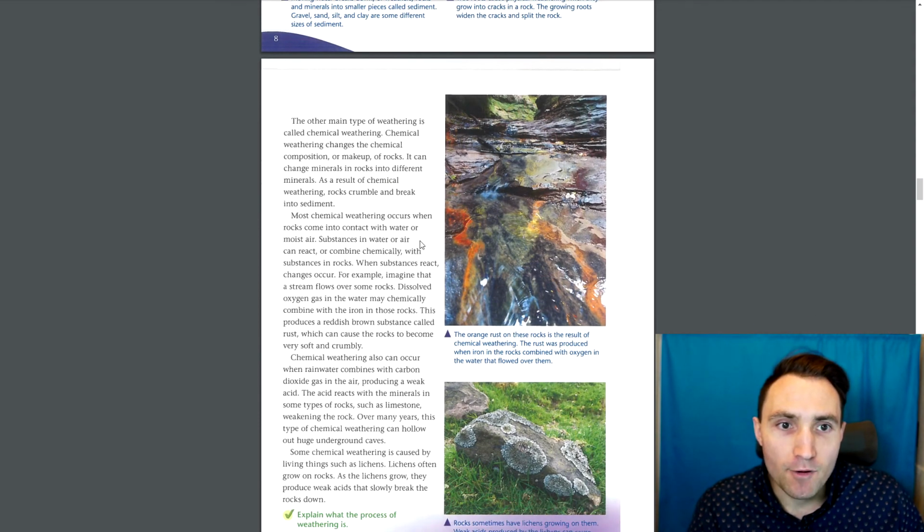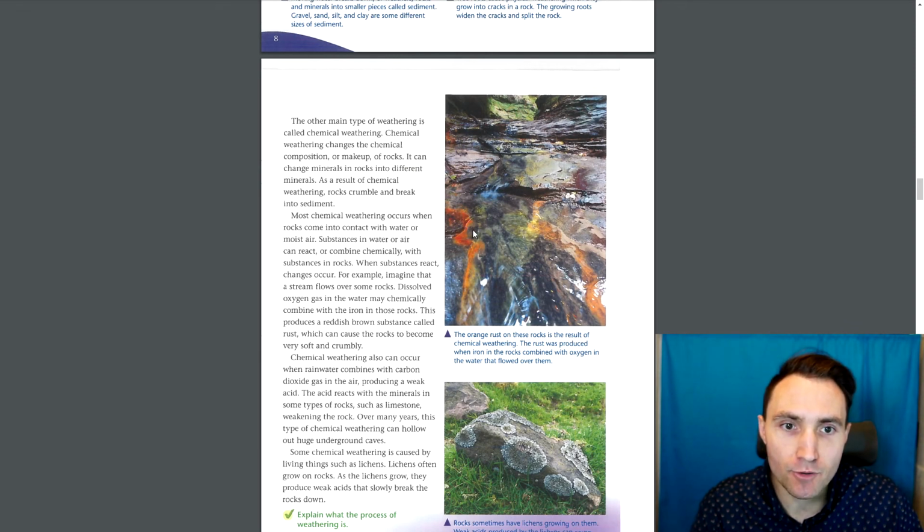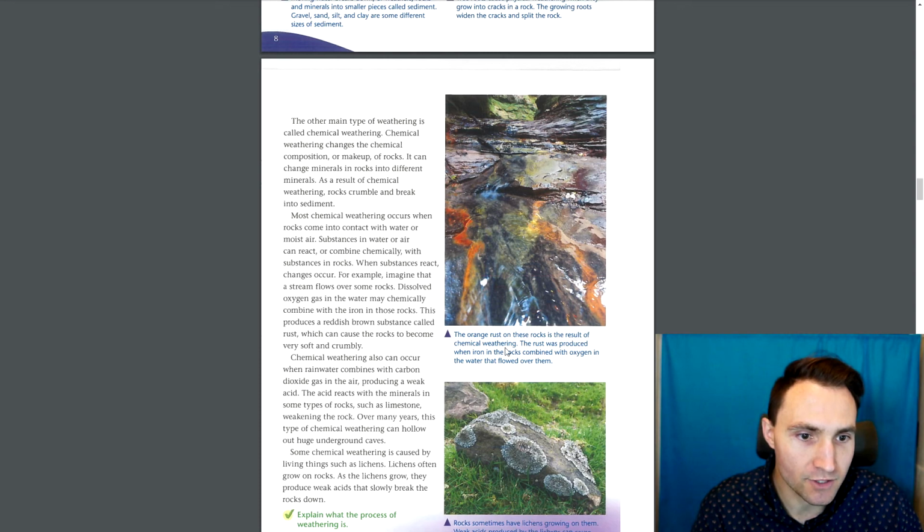The other main type of weathering is called chemical weathering. Chemical weathering changes the chemical composition or makeup of rocks. It can change minerals and rocks into different minerals. As a result of chemical weathering, rocks crumble and break into sediment. So let's look at this picture right here on the right, and let's read its caption. The orange rust on these rocks is the result of chemical weathering. The rust was produced when iron in the rocks combined with oxygen in the water that flowed over them. That's pretty crazy, but also kind of cool, right?